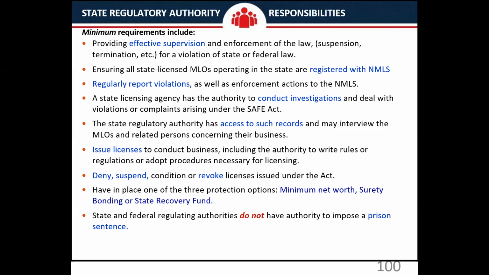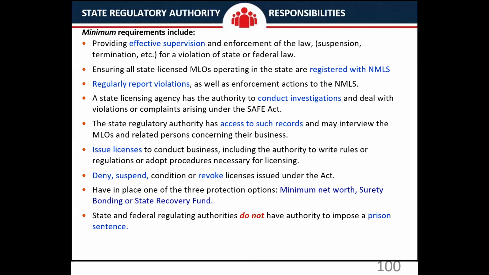Then you should click on that and read what they can do, what their requirements are. They all have to do these certain things here: the supervision, making sure you register, report the violations, access your records to get licensed. They can all deny, suspend, and revoke your license, no matter what regulatory authority it is. They all have to have one of these 3 protections to protect what you do out there in the field: either minimum net worth, a surety bond, or some type of state recovery fund.